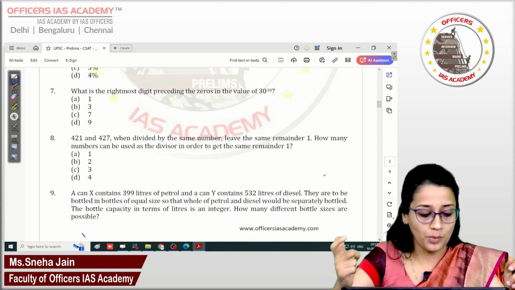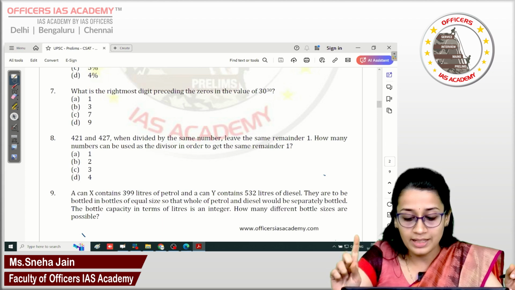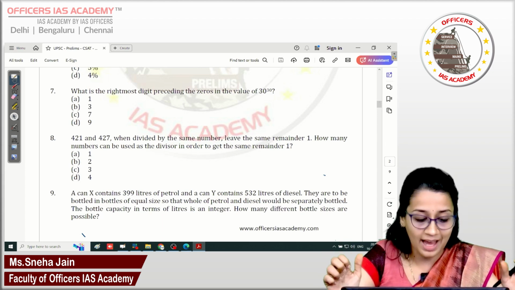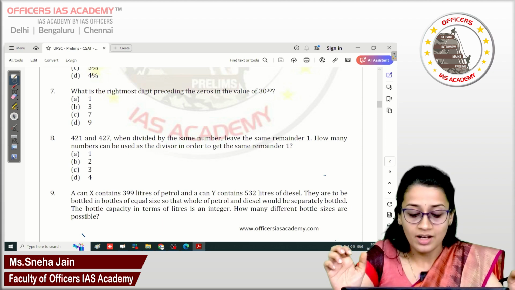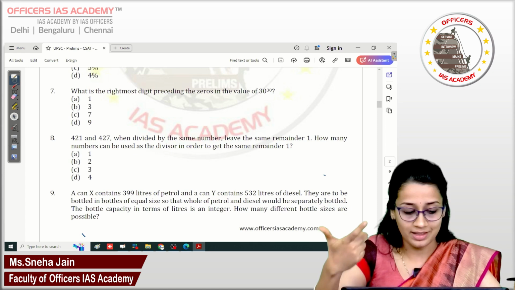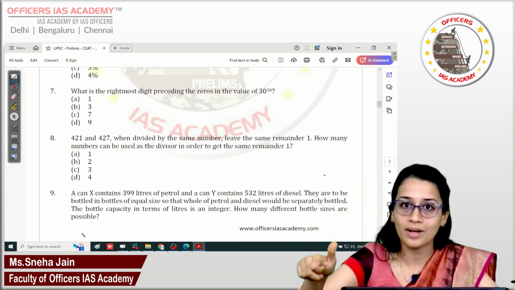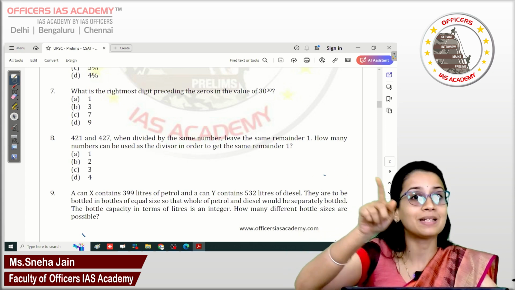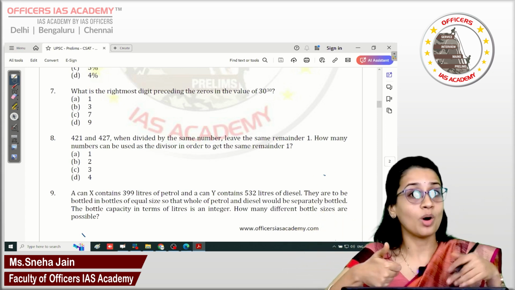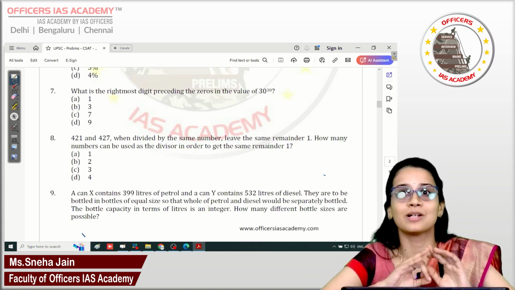421 and 427, when divided by the same number, leave the same remainder 1. How many numbers can be used as the divisor in order to get the same remainder 1? So do we understand the question? That means if 421 is divided by the number, you get a remainder of 1. If 427 is divided by the same number, you get a remainder of 1. Alright, so how do we find this number? That is what they're asking. How many such numbers are possible?